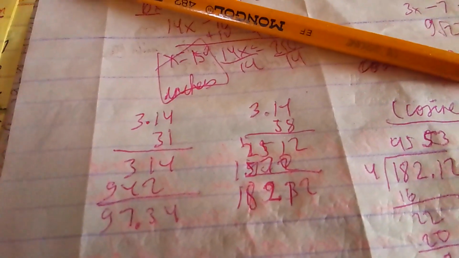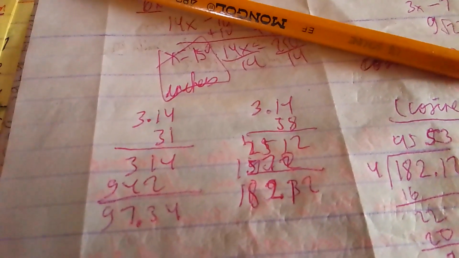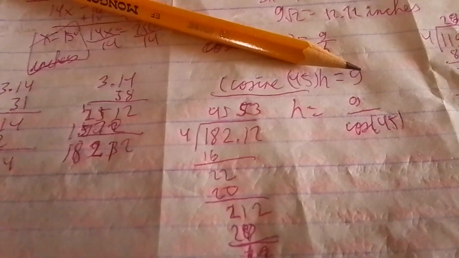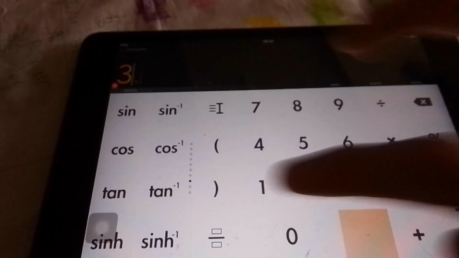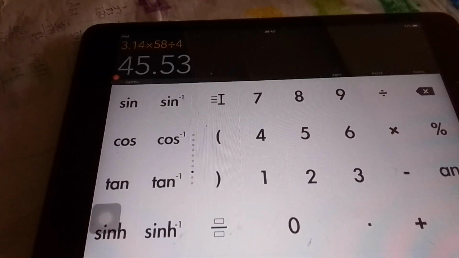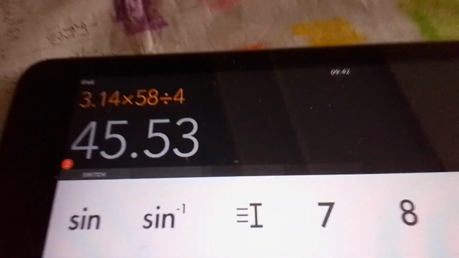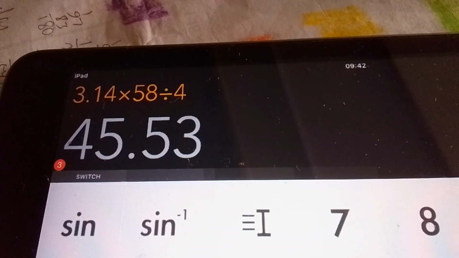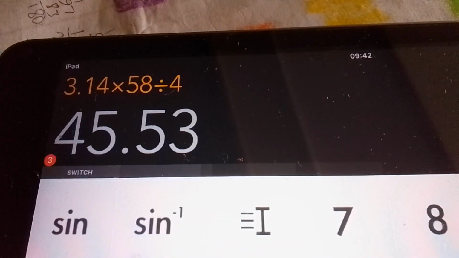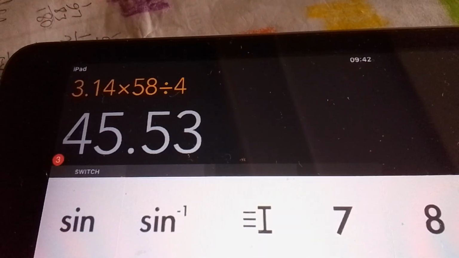So this is my solution. Then we divide, and we should get 45.53. To see what I mean, let's plug it in a calculator. Yes, we should get this answer of 45.53 inches. With that, can we solve for the perimeter now? Yes, we can.